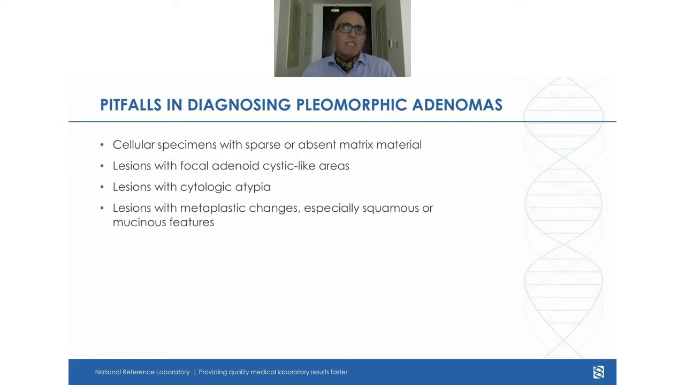Sometimes you can have very cellular lesions with sparse or actually absent matrix material, or on the other side, you can have only chondroid matrix type of material and hardly any cell resembling the typical cells of pleomorphic adenoma. Then you can have areas with focal adenoid cystic like areas, lesions with cytologic atypia, or metaplastic changes such as squamous or mucinous features. These are the main pitfalls of the lesion.